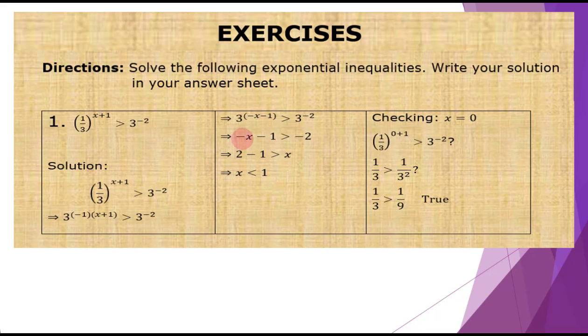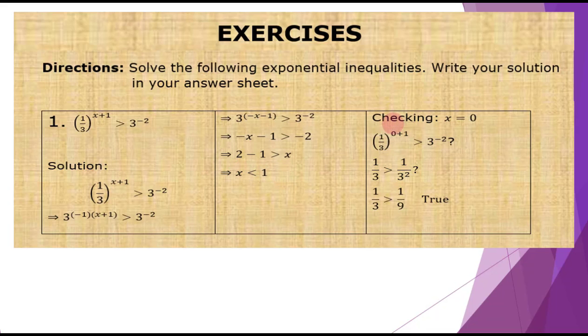Since we have here a negative x, we transpose it to the other side, it becomes x. And the negative 2 here, transpose it to the left-hand side, will become positive 2. And let the constant negative 1 be here in its place. Then we have 2 minus 1 is greater than x. Well, this is 1. So 1 is greater than x, or we can rewrite this as x less than 1. So the solution for this inequality is x less than 1.